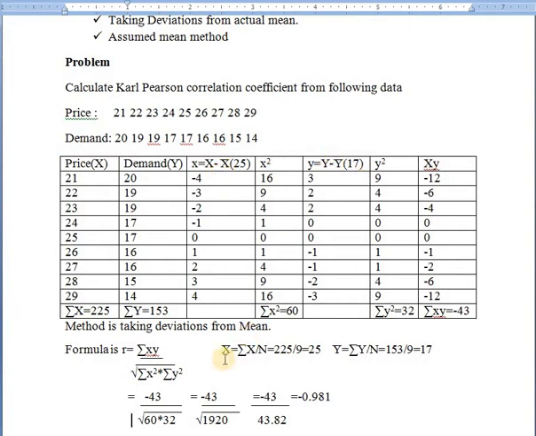To calculate mean or the average of x is total of x divided by number of observations. N is number of observations. Number of observations here means 9 observations are there. So total of x, this column, the total is 225 divided by 9 is equal to 25. In the same way, to calculate average of y, it is total of y, that is summation of y, divided by n. That is total of y is 153 divided by number of observations, that is again 9, it is equal to 17. Here we got x bar and y bar values.